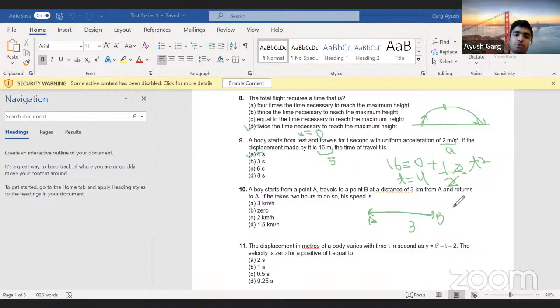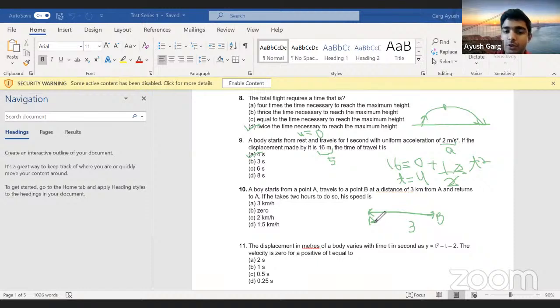If he takes 2 hours to do so, then how do you describe the total journey? It's a total of 6 kilometers. Why? Because from A to B, it is traveling a distance of 3 kilometers and then it returns to A. So 3 plus 3, 6. And then 6 kilometers, it travels in 2 hours.